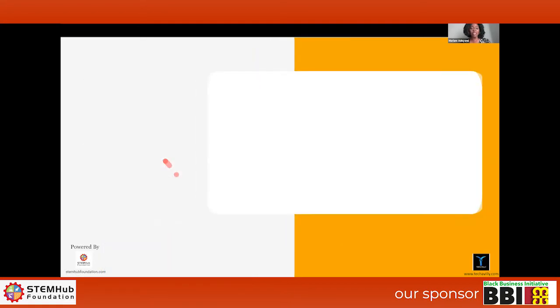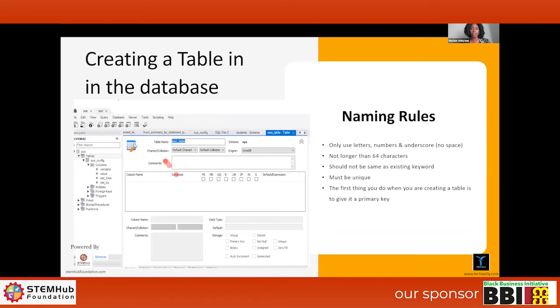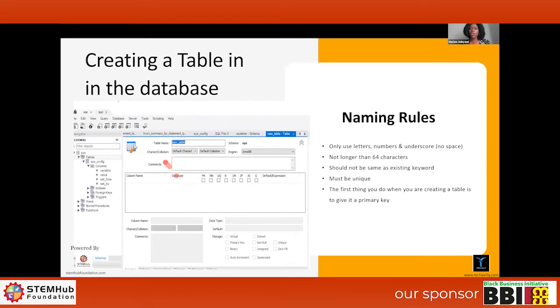Like I said, you actually don't need to write the code, but it's very important. When you're creating a table in a database, you have to use only letters, numbers, and underscore. Do not use space. If you use space, it's not going to work, as you can see here. You should not use any word longer than 64 characters. And it should not be the same as existing keywords. It must be unique.